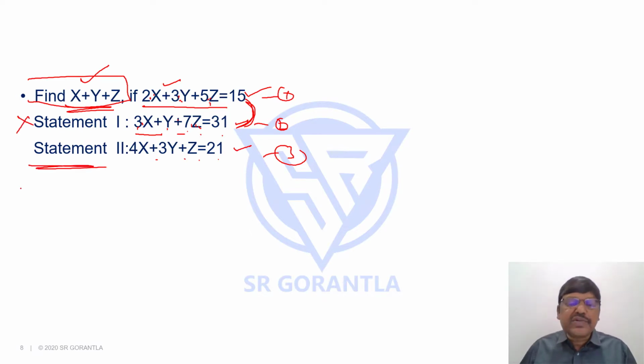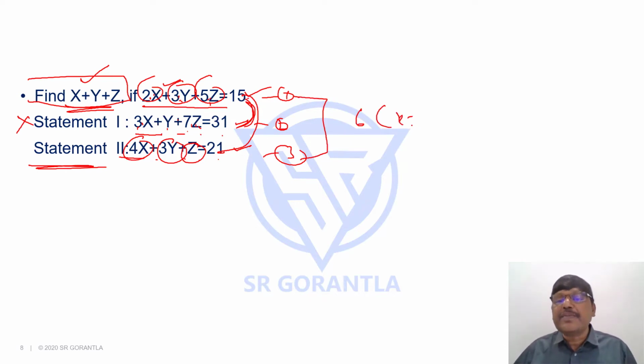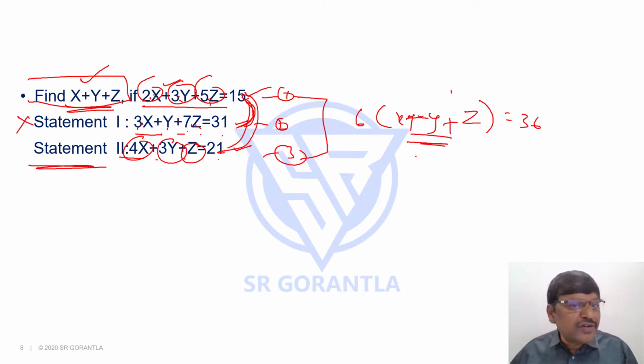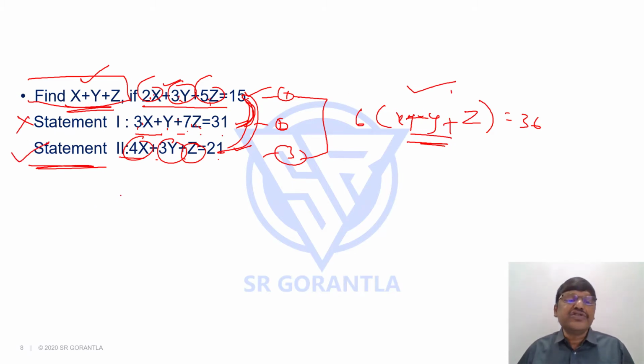But you take the second statement, students. You take these two, what happens? 4x, 2x, 6x. If I add 3y, 3y, what do I get? 6y. And z and 5z, 6z. If I add equation 1 and equation 3, I get 6 times x plus y plus z. Yes or no? If I am getting 6 times x plus y plus z, students, when you add these two, can you not get the x plus y plus z value? Yes. That means the second statement alone can give me the answer. Hence my answer choice is 2 as per the instructions there, right?